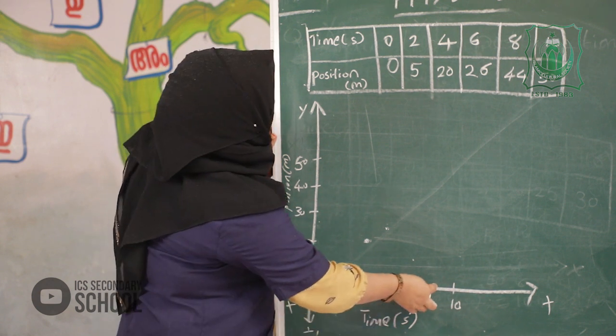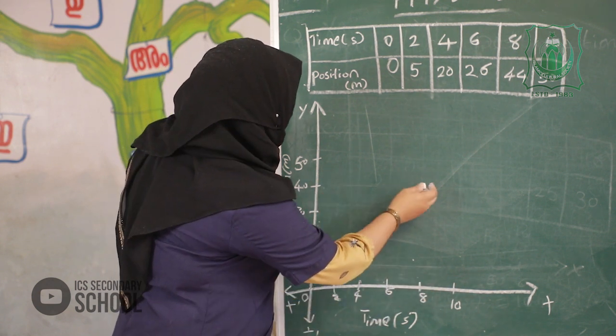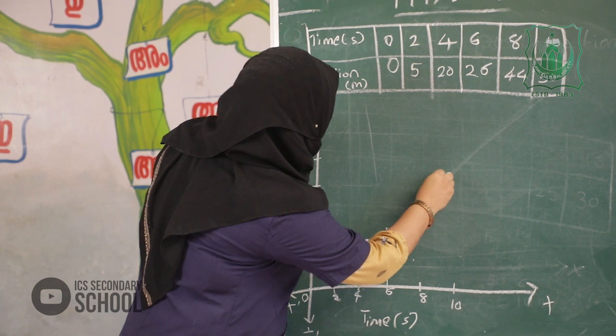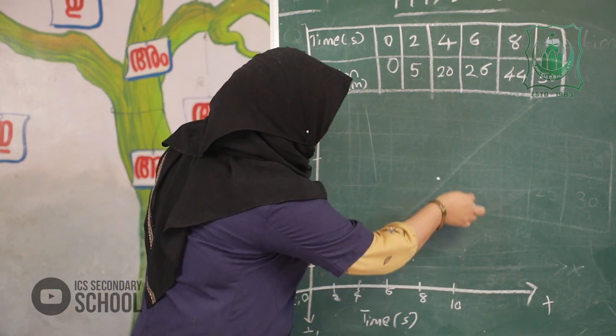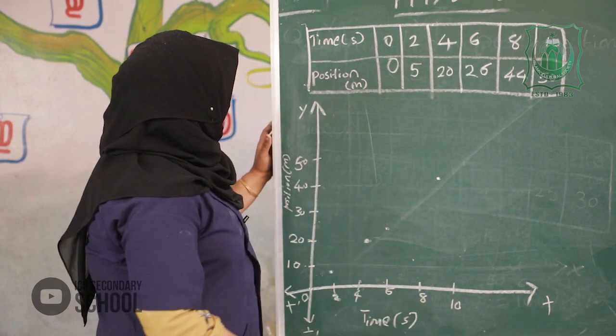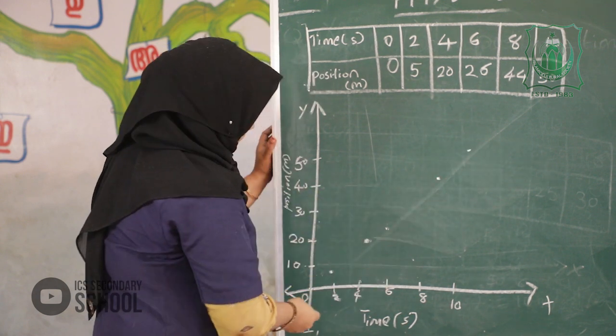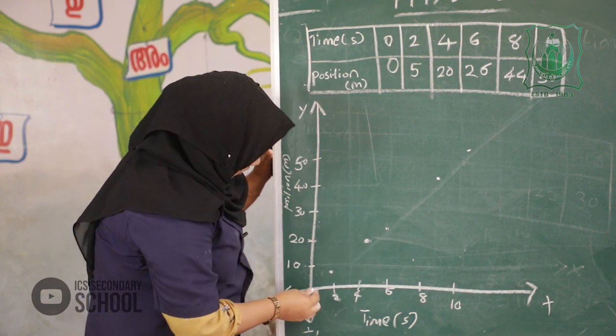At 8 seconds, 44. I take approximate values here. At 10 seconds, 50. Then we draw the graph.